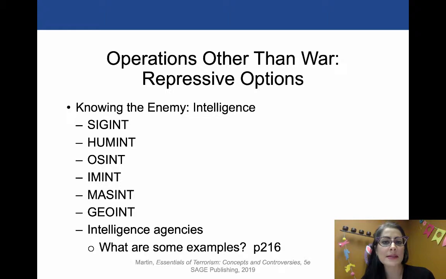So, knowing the enemy: intelligence. You have signals intelligence, which is things like cell phones and various sorts of satellite and communications. Sorry, my pig is sort of making noises. And human intelligence, that's things that humans gather, like through the CIA, FBI, through spying and that sort of thing. Then you have open source intelligence. That's information that you can get online through Google searches or through newspapers or magazines, that kind of thing.